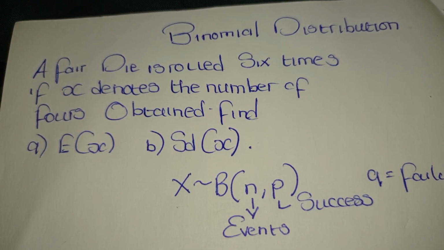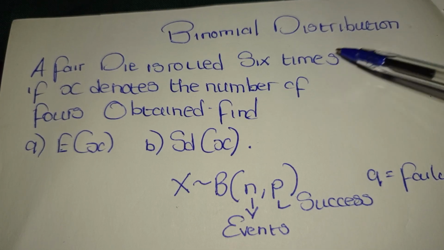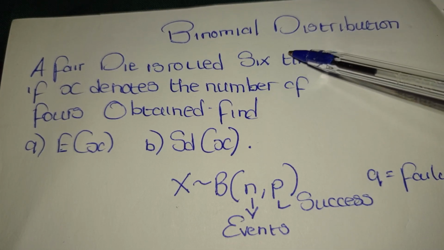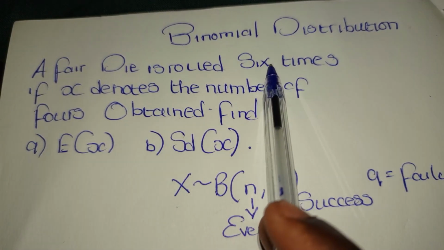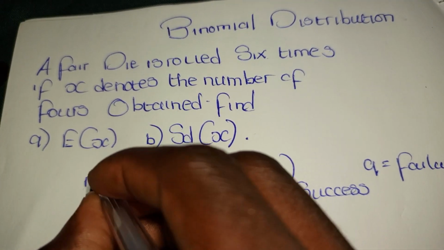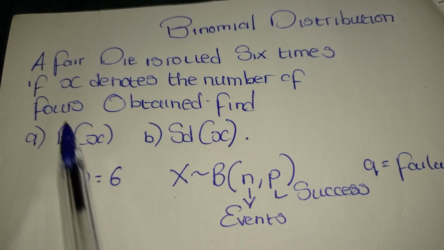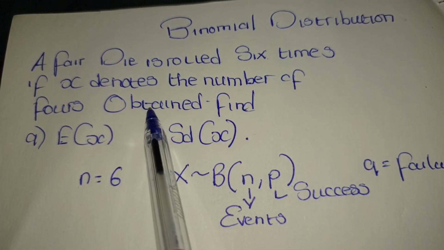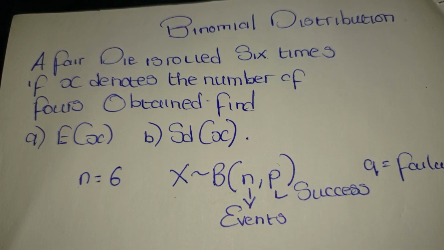So when you are dealing with the binomial distribution, the first aim, when you are not given the number of events, is to find the number of events when you read and understand what is contained in the information which we have been given. So this die was rolled basically how many times? 6 times. So 6 is the number of events which had occurred. But they are telling us that X denotes the number of fours obtained. So the number of fours obtained are the successes, isn't it?